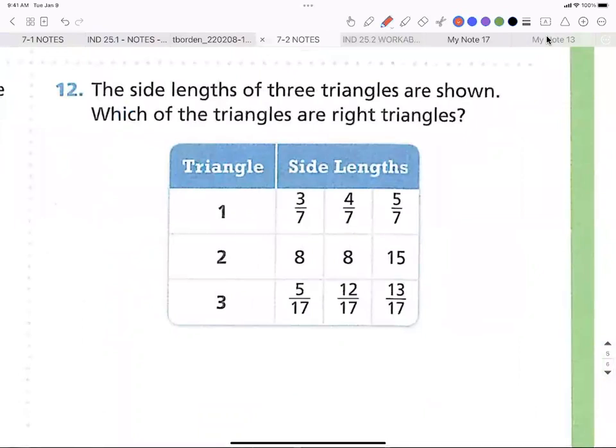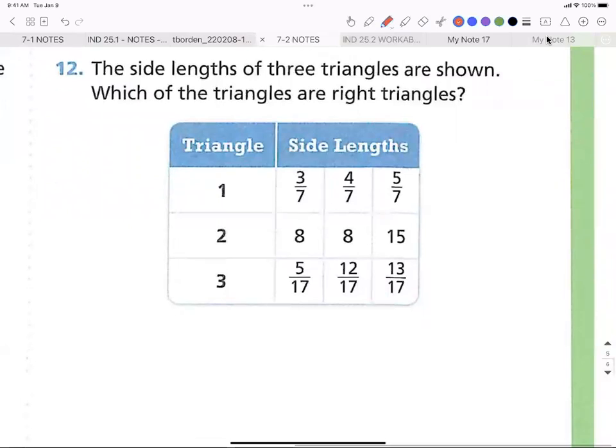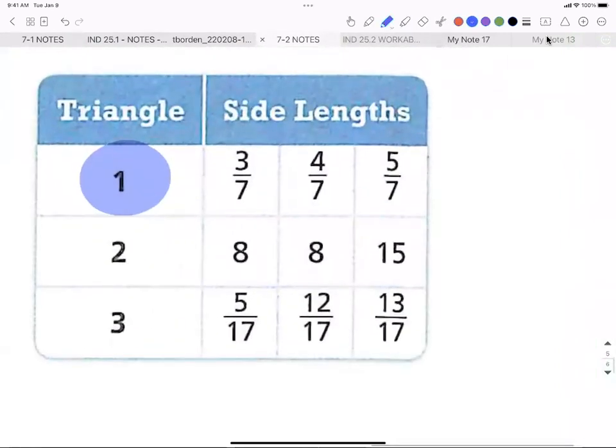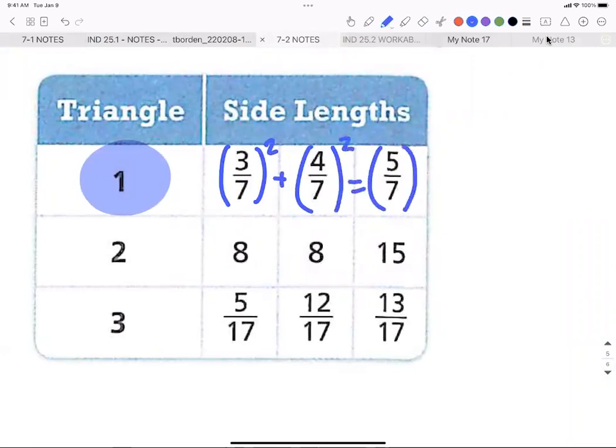Well, this is a three-part question. You have to test all three before you can answer yes or no on all three. So that means you're going to have to do 3 different problems to be able to answer this correctly. So let's color code this. We'll start with triangle number 1. And what triangle number 1 is asking is this side squared plus this side squared, does it equal the longest side squared? Okay, that's what it's asking.